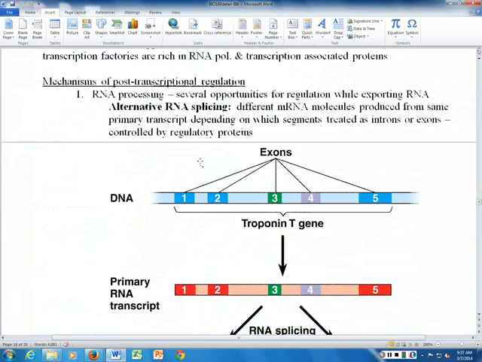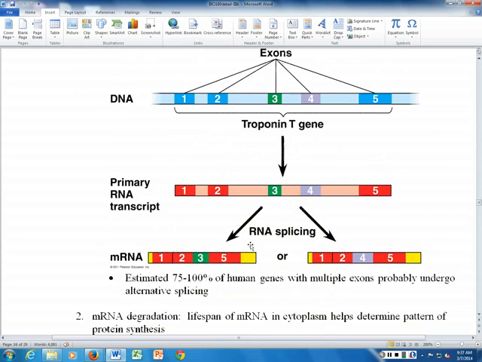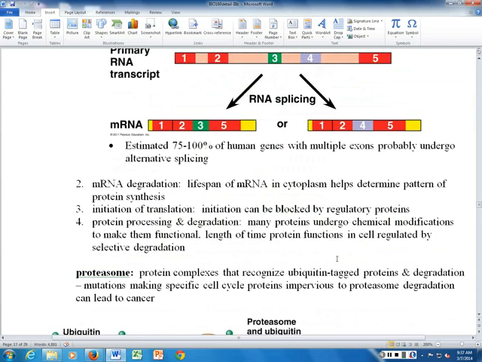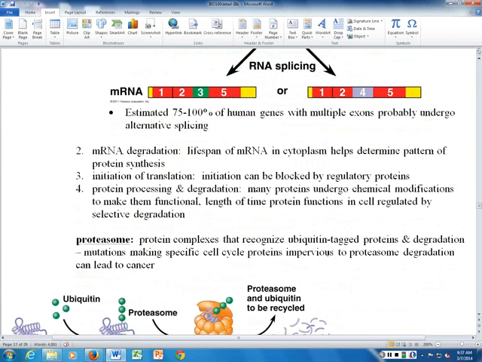So alternative RNA splicing, we already talked about in the other section, where you can have different sections of the exons come in so that you get different RNAs. It's estimated that at least 75% of human genes with multiple exons do undergo alternative splicing.